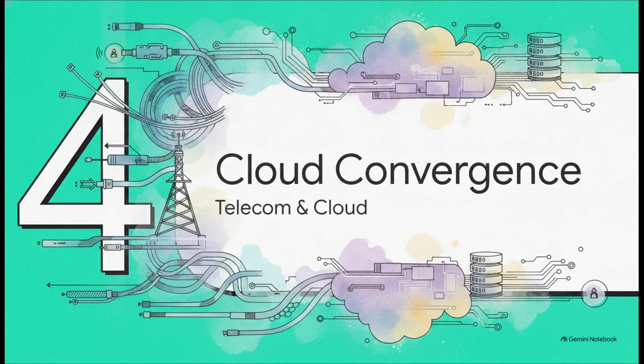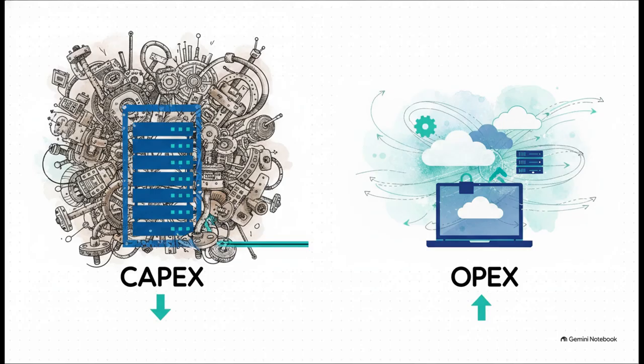Let's jump into Section 4, Cloud and Telecom Convergence. This convergence completely flipped the physical reality of the network. We moved entirely away from the legacy model of capital-intensive, dedicated hardware racks, making a massive leap to elastic, cloud-native infrastructure as a service, or IaaS.